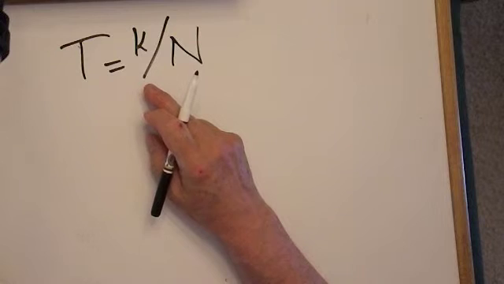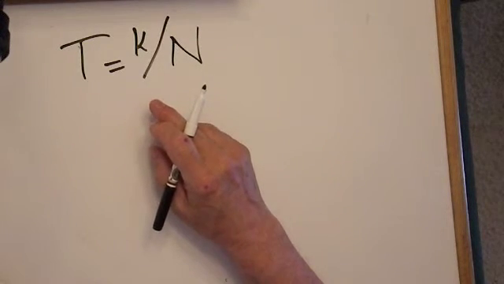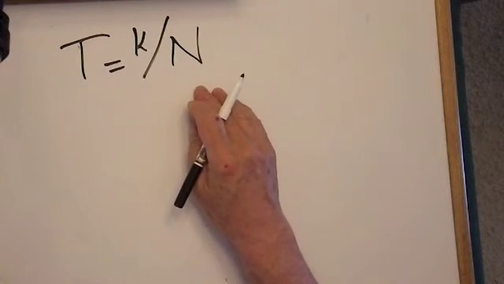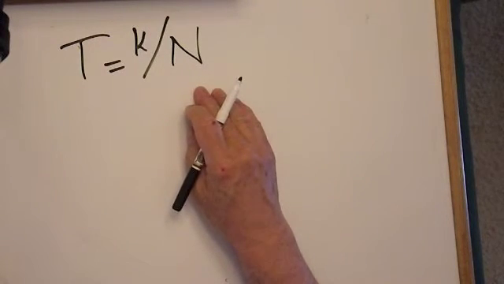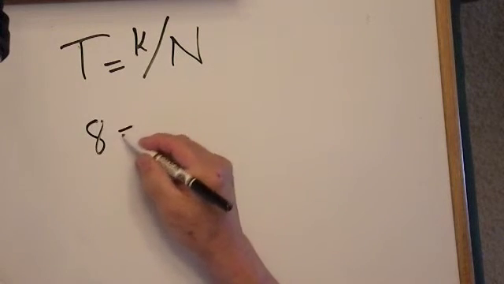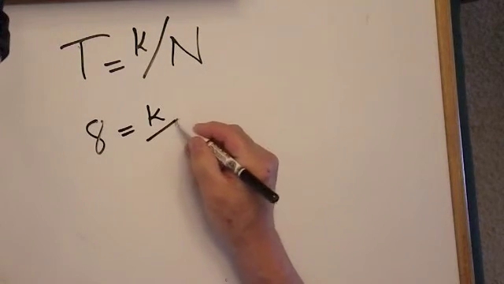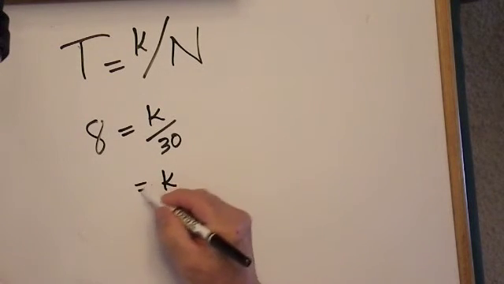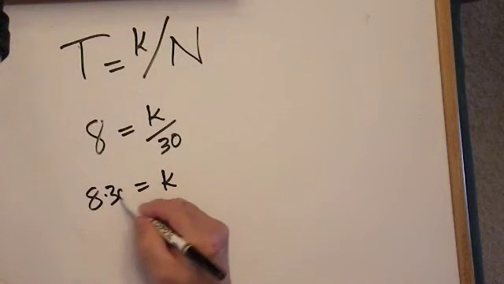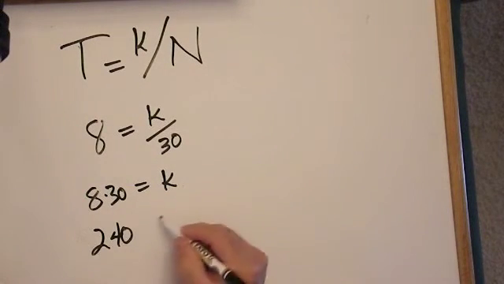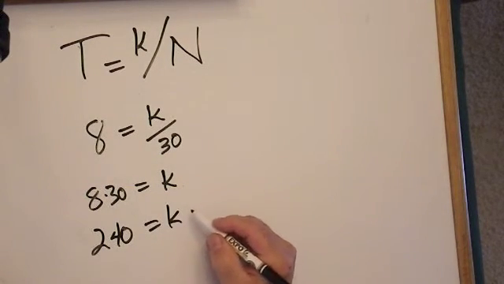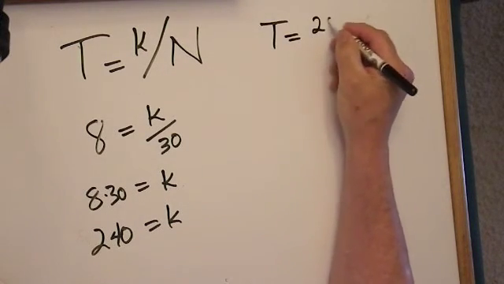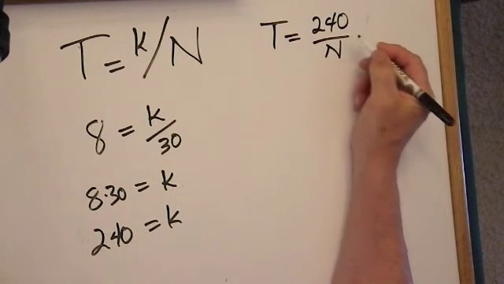The second step is to compute the amount of time it would take if we know the number of people is N. So take this formula, and we were told that it takes 8 hours, T, for 30 people. If you solve this, that tells you K is equal to 8 times 30, or 240. So K is equal to 240. So this equation is really T equals 240 divided by N.